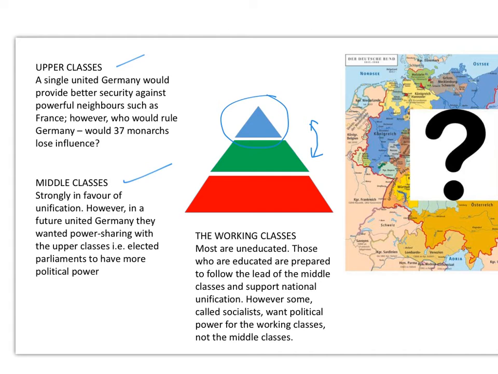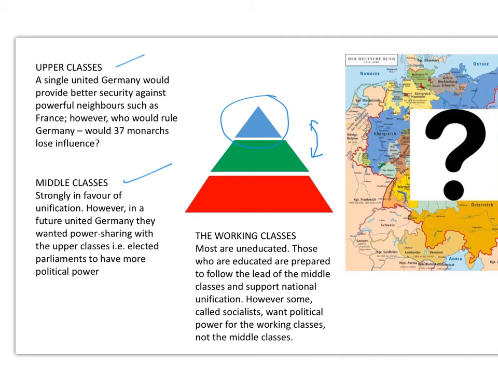And then finally you've got the working classes. Now, as I say, most are uneducated. They're a growing group. They're the largest part of the pyramid. Increasingly, millions and millions of working classes are appearing now with the growth of industrialisation. What do they want? Well, most of them are uneducated. Those working classes who were educated sufficiently to have knowledge about these ideas were on the whole prepared to follow the lead of the middle classes and support the idea of a united national Germany.